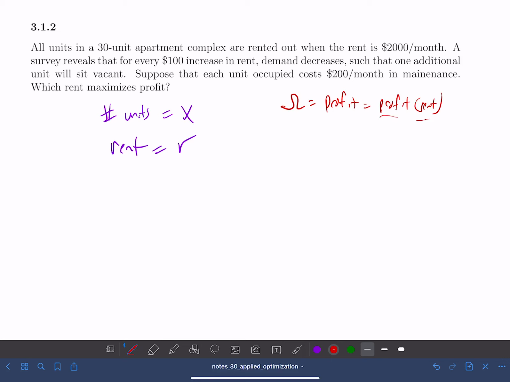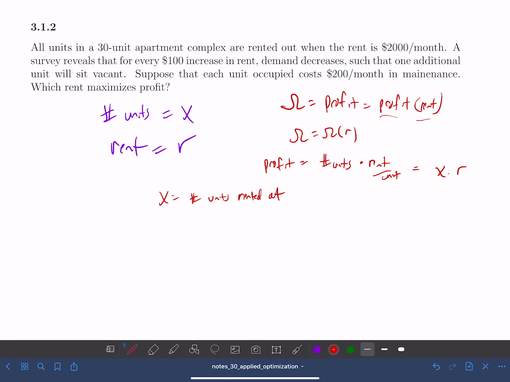So profit is a function of rent. I named my rent R. Omega equals omega of R. Profit is equal to number of units times the rent per unit, is X times R. Ooh, it's not just number of units, it's number of units rented out, right? X is the number of units rented out.